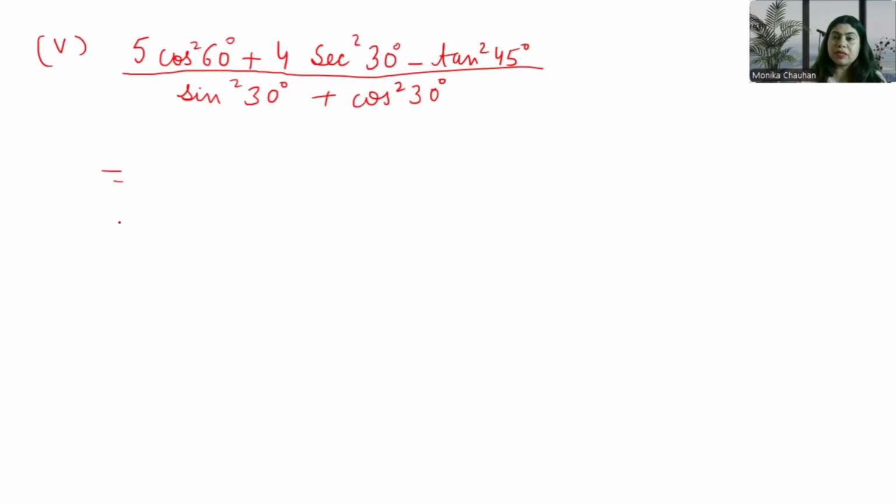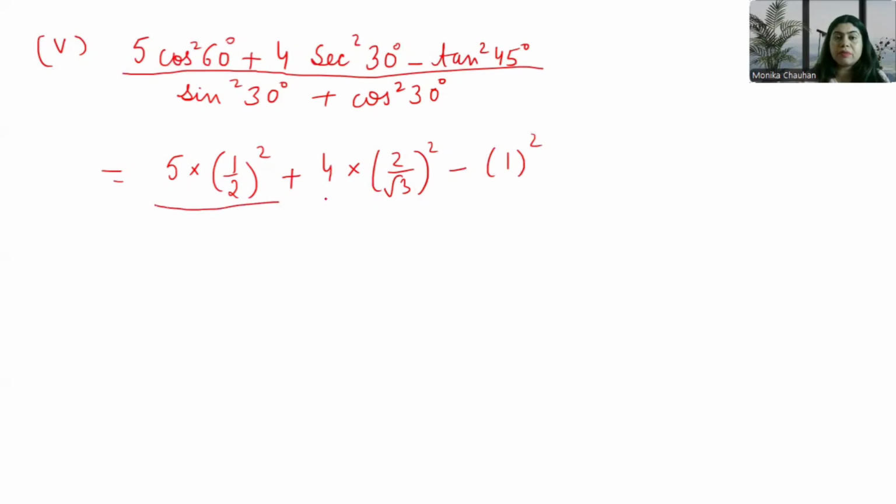Now, to solve this, again, I have to refer to the trigonometric table, but in case I remember, I can write it down directly. So cos 60 is 1 by 2. If you remember, you can put in the values: cos 60, 1 by 2 whole square, plus 4 times sec square 30, which is 2 upon root 3 whole square, and tan 45 is 1, which is 1 whole square, divided by sine square 30, which is 1 by 2 squared.